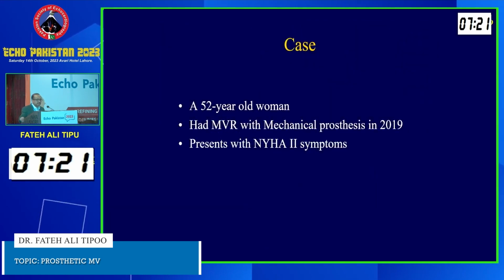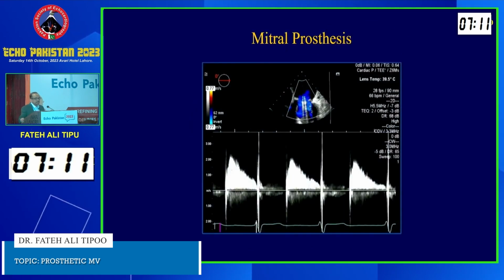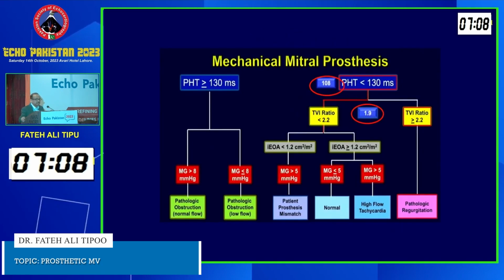The next case is a 52-year-old woman. She had MVR with a mechanical prosthesis in 2019 and presented with NYHA class 2 symptoms. Here the peak velocity and the mean gradient are elevated, but the pressure half time is 108. So there is likely no pathological obstruction. And the TVI ratio is 1.9, so likely no MR.